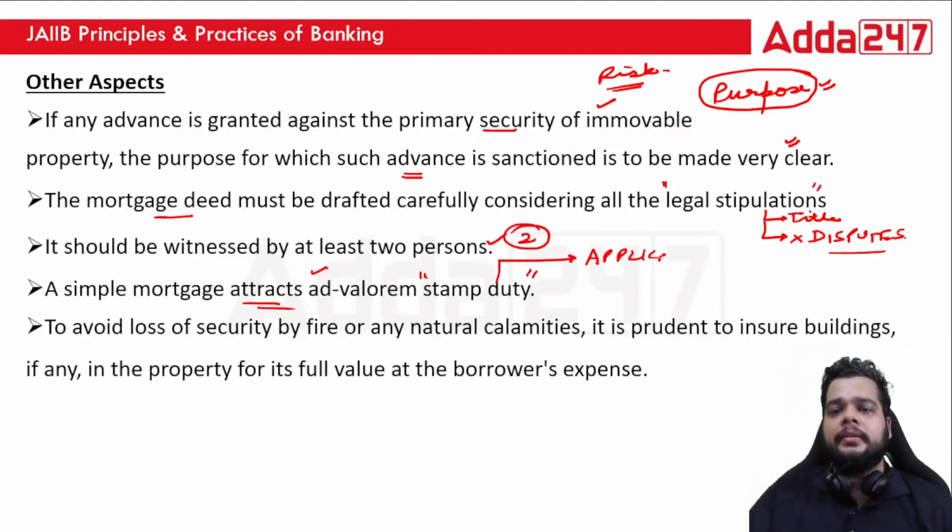This is just another form of saying that the applicable stamp duty is finalized by the district authorities. To avoid loss of security by fire or natural calamity, it is prudent to insure the buildings, if any, in the property for its full value at the borrower's expense. So insurance for the buildings will be done by the borrower, not you.